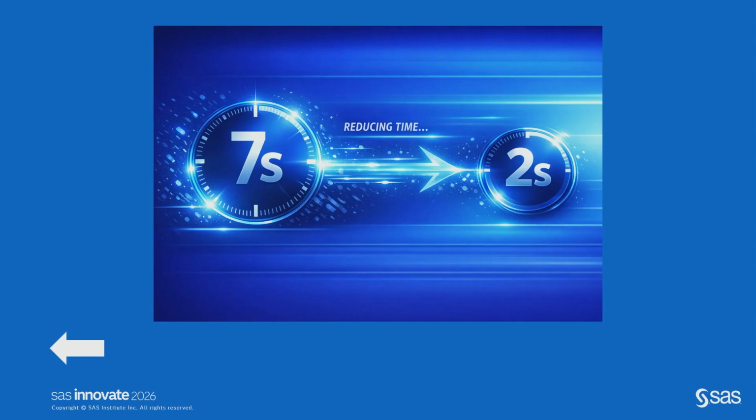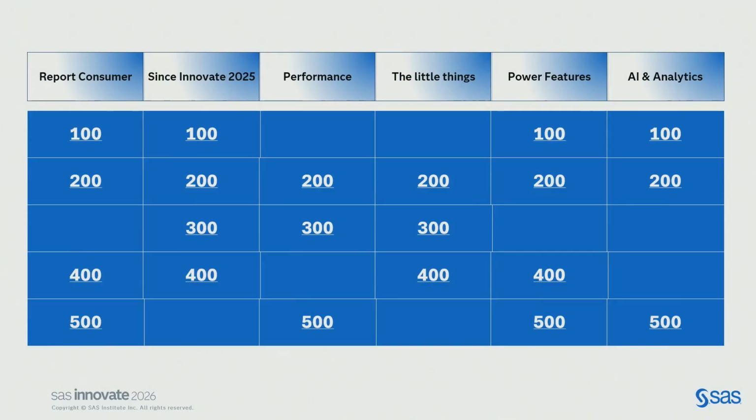All right, going up the middle here. I know you want to pick a category. I can just feel it. How about power features for 400? Power features for 400, all right.